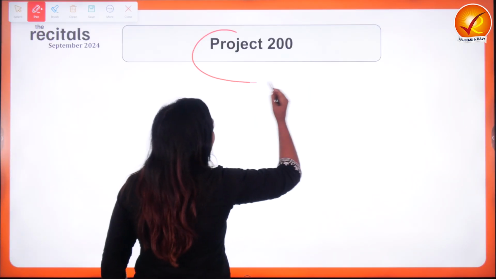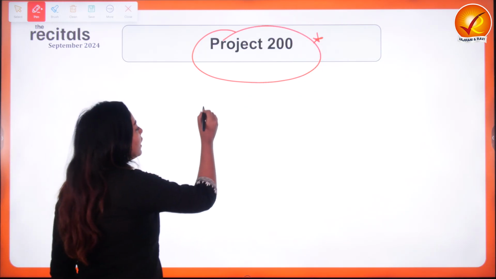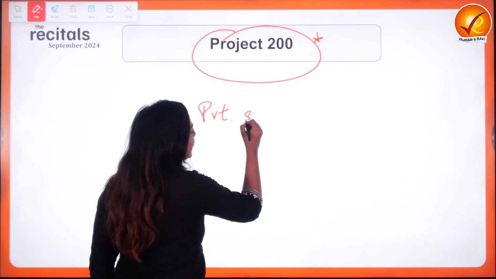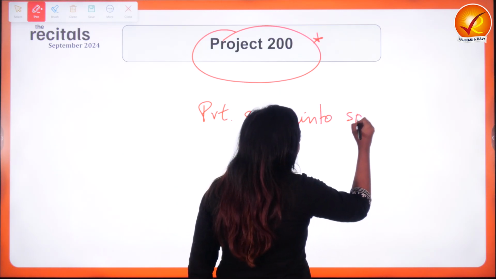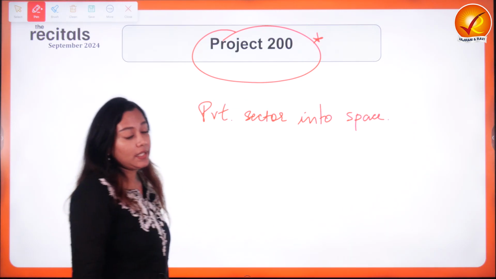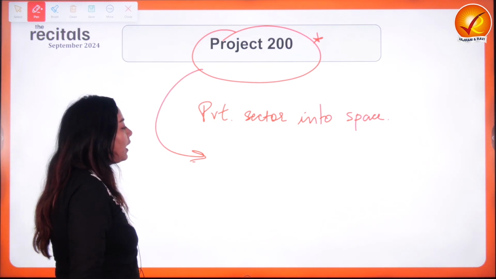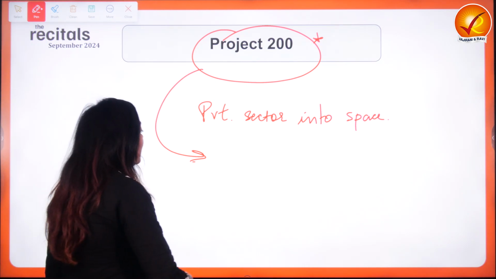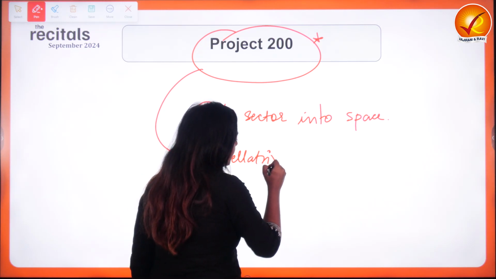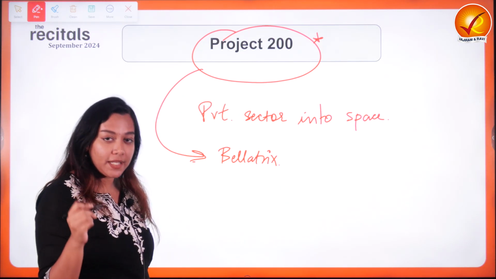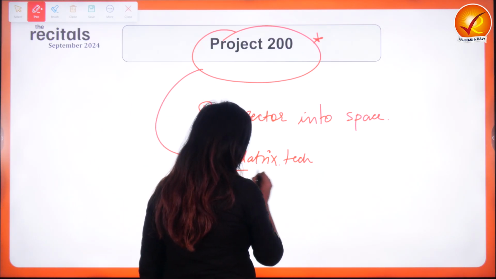Now, while this project is not very important from the UPSC point of view, just remember that as we are inviting more private sector into the space, one such classic example of that happening is through Project 200. This is not a movie of Mani Ratnam, but actually a satellite project in which, for the first time, Bellatrix Technology, a private space agency based in Bangalore, is launching this Project 200.